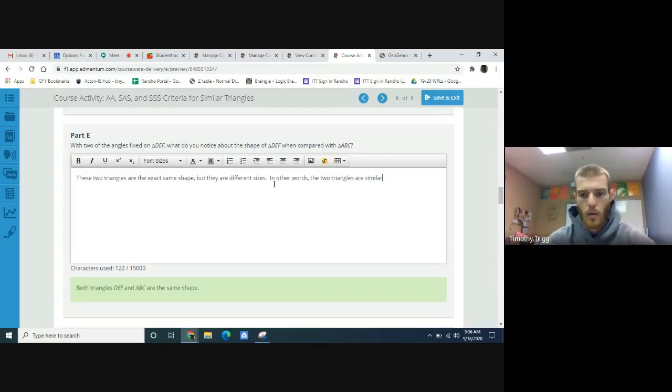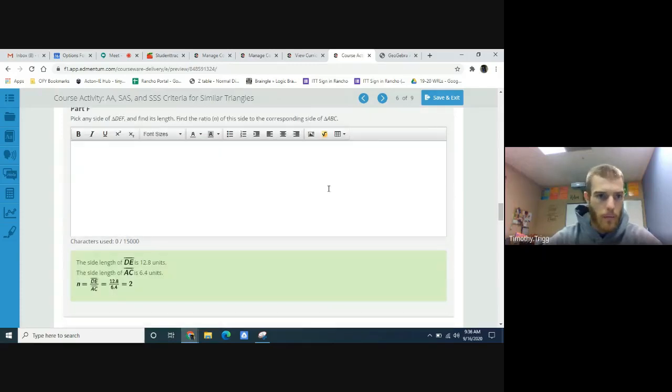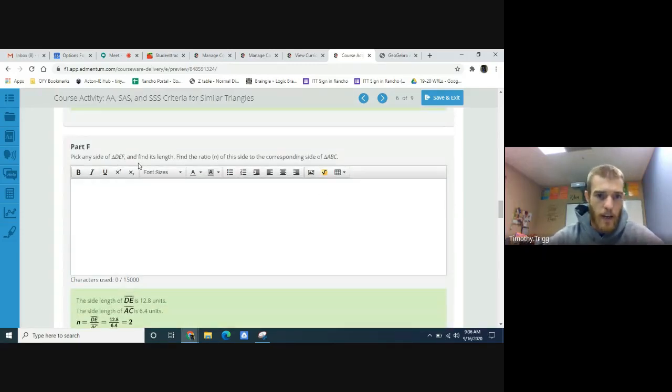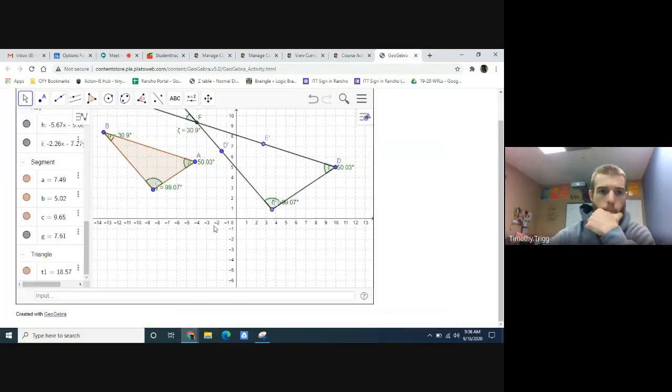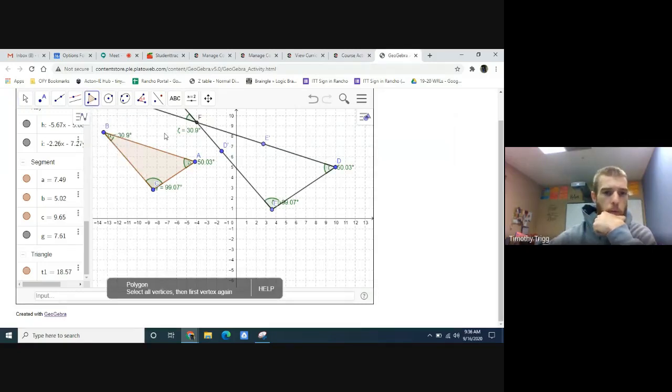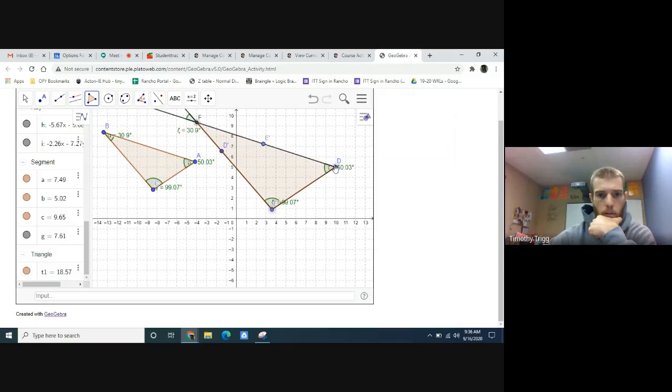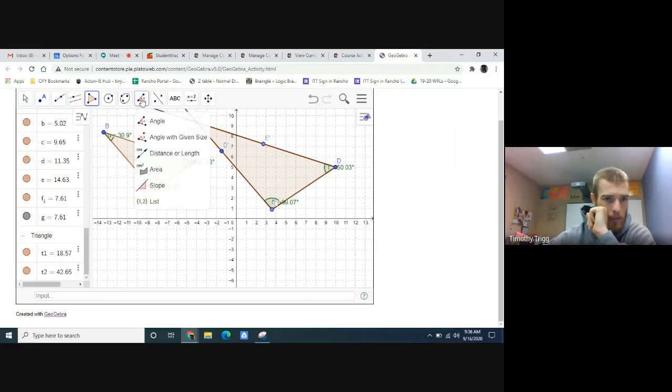Cool. All right. Take any side of triangle DEF and find its length. Find the ratio n of its sides to the corresponding sides on ABC. Okay, so what we need here is I'm going to go ahead and click on this polygon tool just so we can make our triangle. Just like that. And what they want to know is side lengths now. So on the toolbar, go to where we have the angle, click that, but I want to go down to distance or length. So click distance or length.